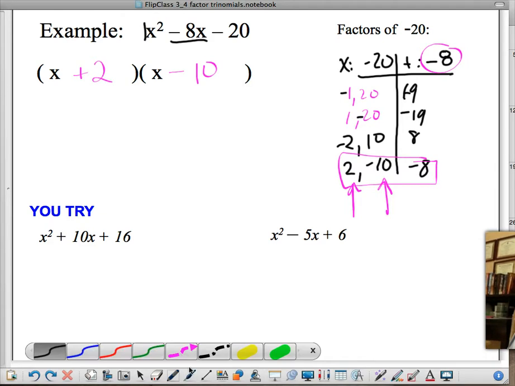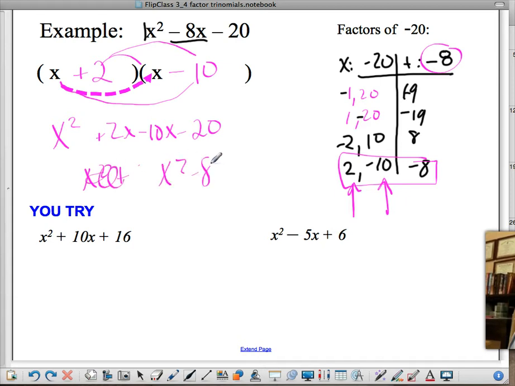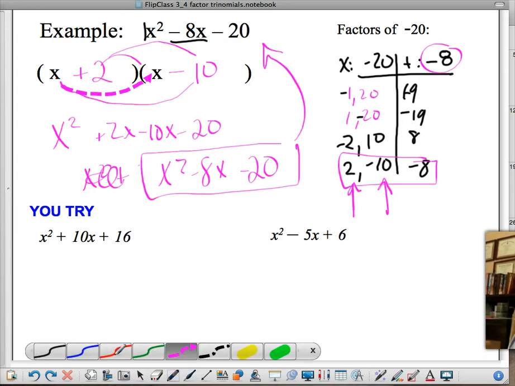It's always a good idea to check your answer and make sure you did it right. So x times x is x squared. 2 times negative 10 is negative 20. 2 times x is plus 2x. x times negative 10 is negative 10x. Combine like terms, and we get x squared minus 8x minus 20, which is what it should factor to. So this was just to check it.